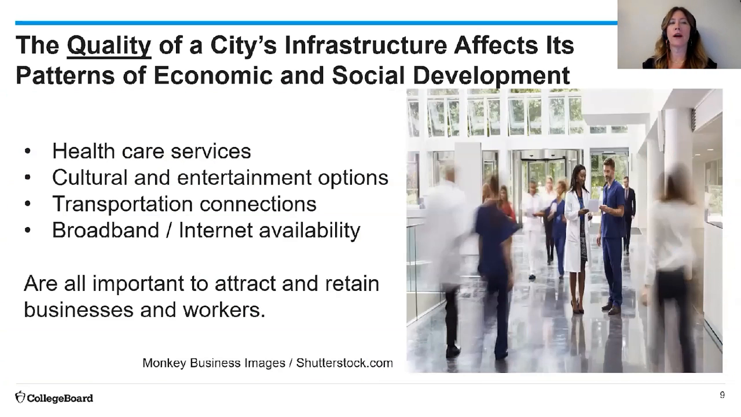So we know that healthcare services, whether it's hospitals or access to clinics, doctors and nurses, cultural and entertainment options, transportation connections, and again, broadband and internet availability, are all really important to attract and retain businesses and workers.